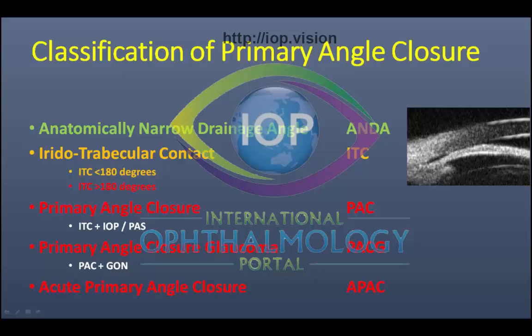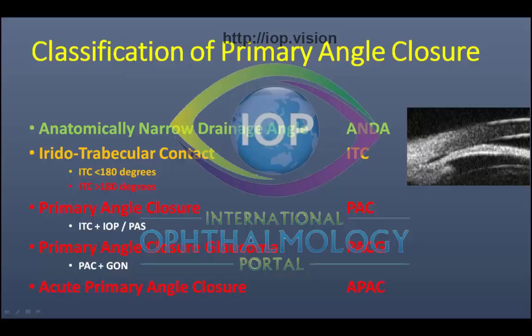The next important thing to happen is iridotrabecular contact, and the anterior segment UBM shows that very nicely on the right hand slide. Iridotrabecular contact is what it says it is. The iris is touching the trabecular meshwork, and that may be for less than 180 degrees or more than 180 degrees.